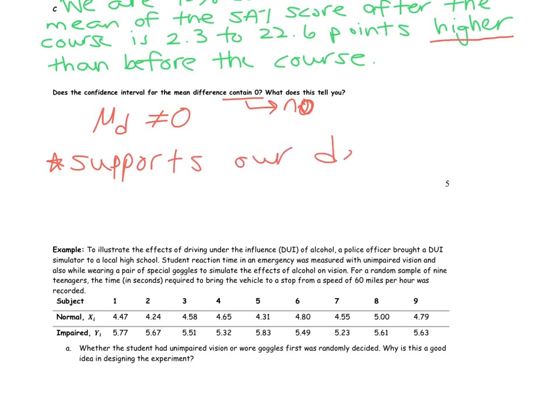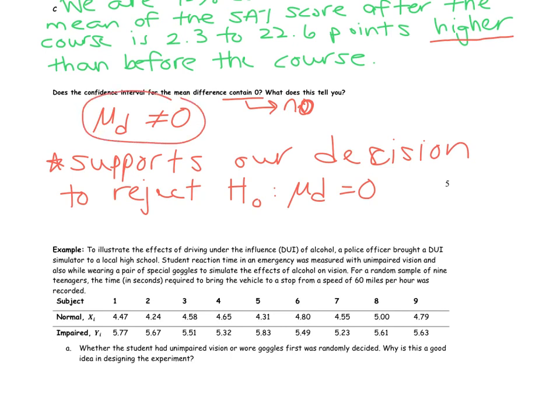So it supports our decision to reject the null for this problem on the previous page. And then when we reject the null, we were saying that mu sub d, well, here, let me back up. Our null hypothesis was that mu sub d is 0. And we rejected that. And now we could see that our confidence interval supported that.